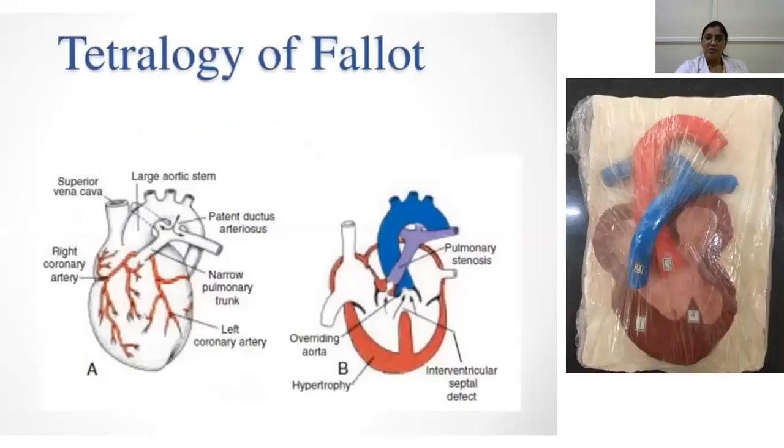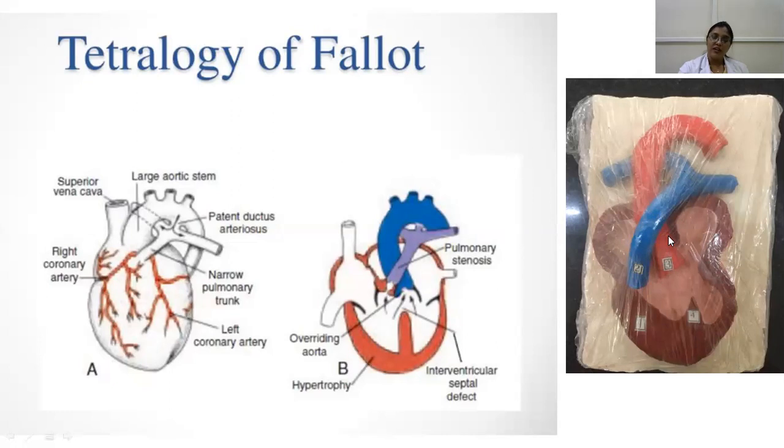Then coming to the congenital anomalies, we've got one model of the tetralogy of Fallot. So here you can see the red one is representing the aorta. This is the pulmonary trunk and the two pulmonary arteries. The brown is all the wall of the heart. And then here you can see the septation, and you can see it is incomplete.